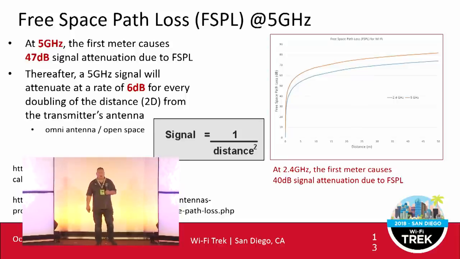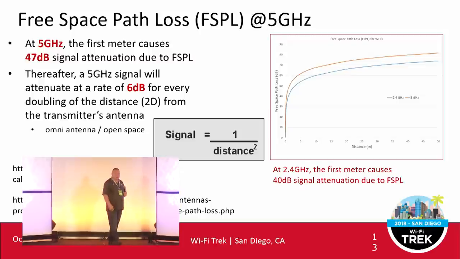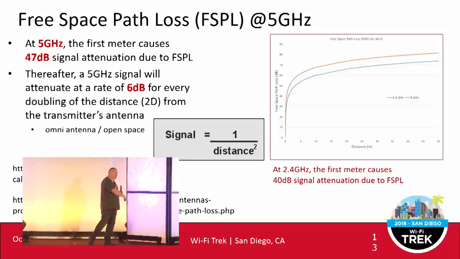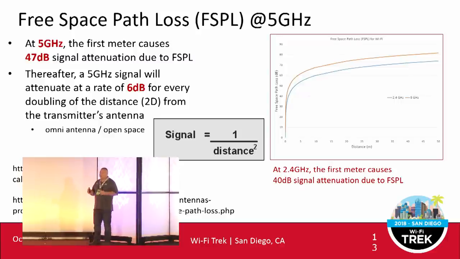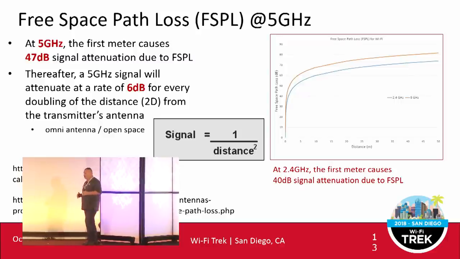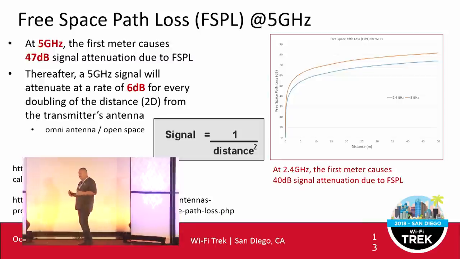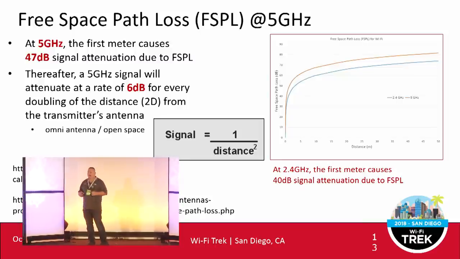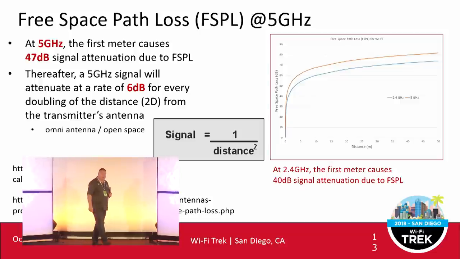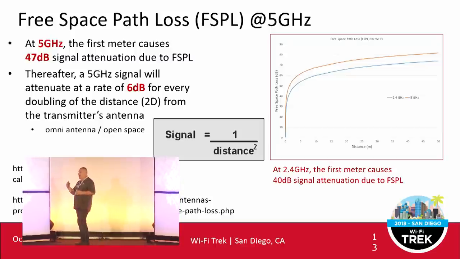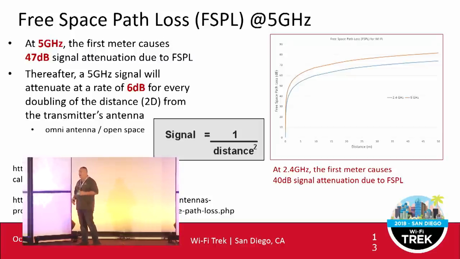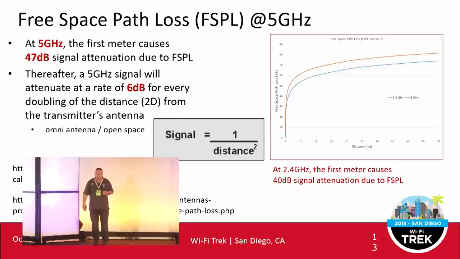Okay, so let's talk about a few more math-related things that really do matter. First, free space path loss. At 5 gigahertz, we've passed the variance and the tens and threes, and now let's talk about practical application. So free space path loss at 5 gigahertz is going to lose you minus 47 dB of loss in the first meter with an omni antenna in open space, okay? And then thereafter, every time you double the distance, you're going to get another 6 dB loss. So if I'm at 2 meters, I'm going to add 6 dB to 47. It's 53 dB of loss, and so on after that, every time you double the distance.